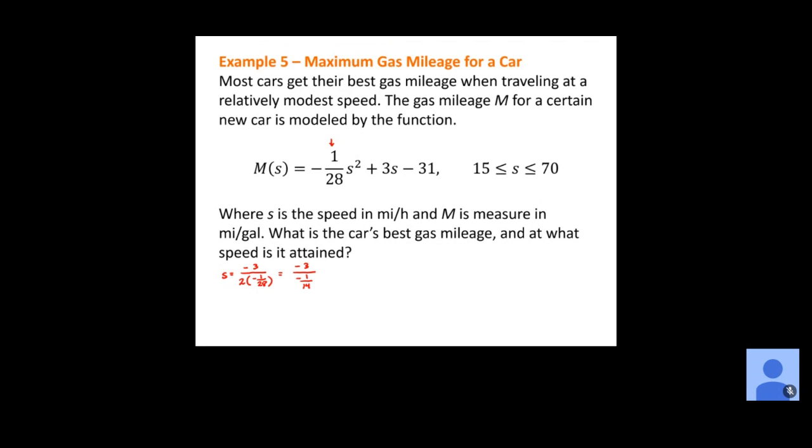Now, remember, when we divide by a fraction, we're actually multiplying by its reciprocal. So this is just -3 times -14 over 1. And so -3 times -14 should give us 42. Right, now, in the context of the problem, we found an S value. This is the speed where we're going to attain our maximum. Well, this S should be measured in miles per hour. And so this tells us that at 42 miles per hour, we're going to have our best gas mileage.